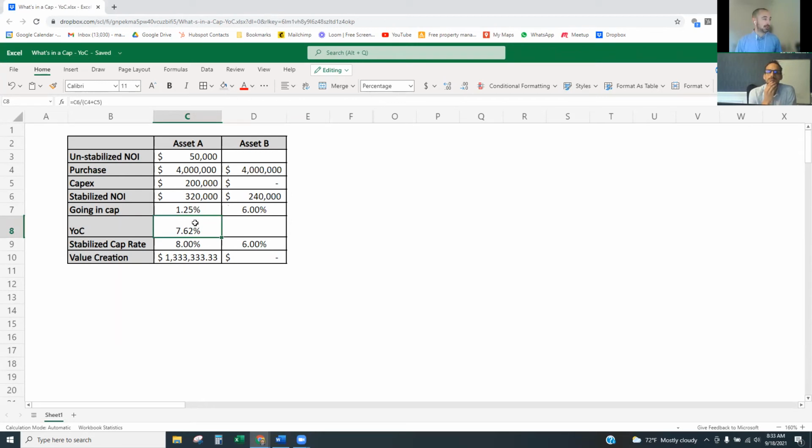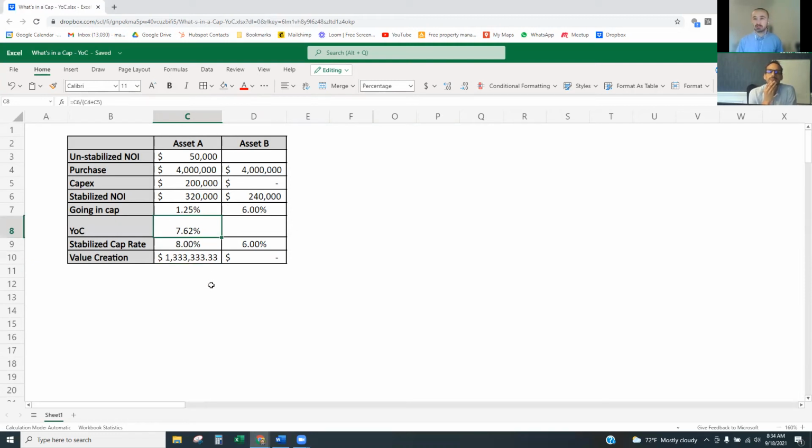In this case, you are getting some upside. That upside equates to $1.33 million in value creation. How do we come to that? It's the difference in the NOIs here, 320,000 minus 240,000, divided by the cap rate of 6%, and that's 1.33 million. Another way to calculate this is basically look at NOI divided by your market cap rate. We'll say in this case 6%. That's 5.33 million, and you paid 4 million. Therefore, you've created 1.333 million in additional value to the property.